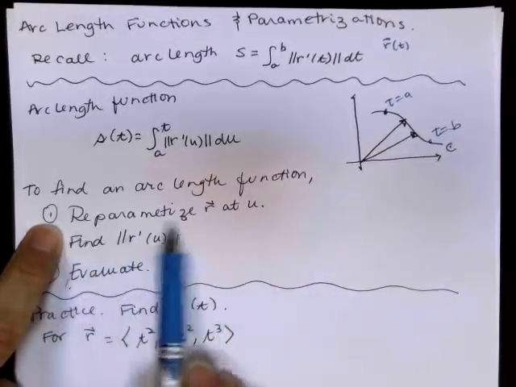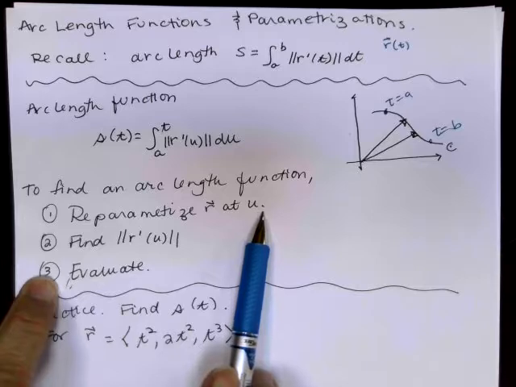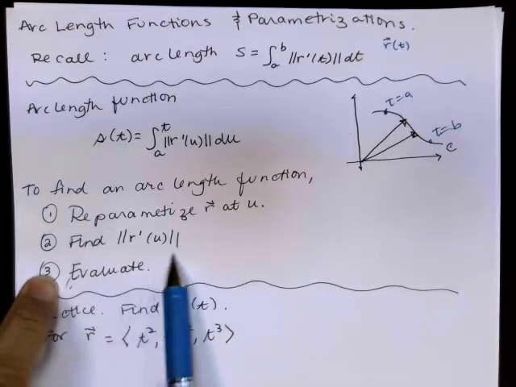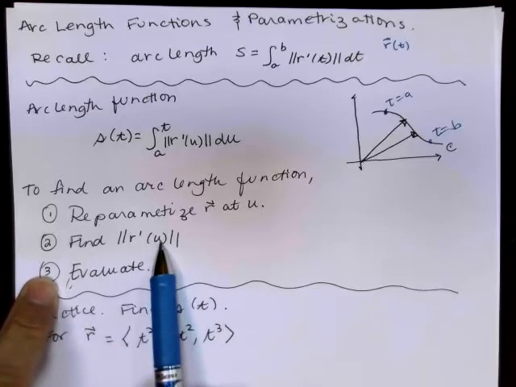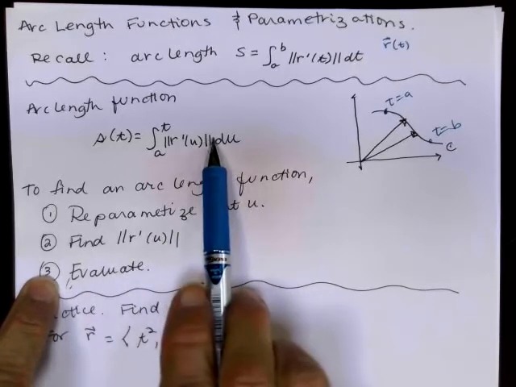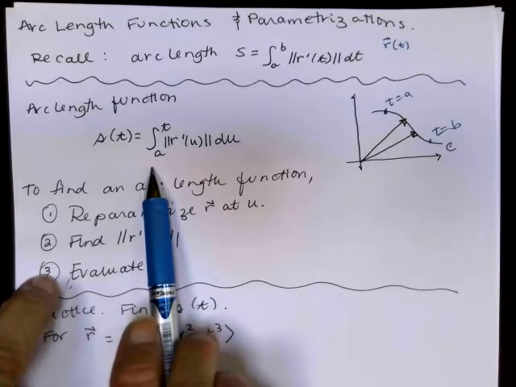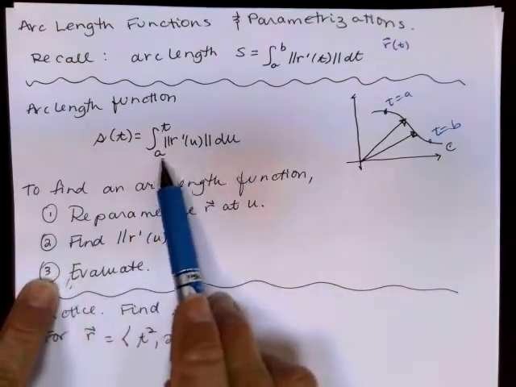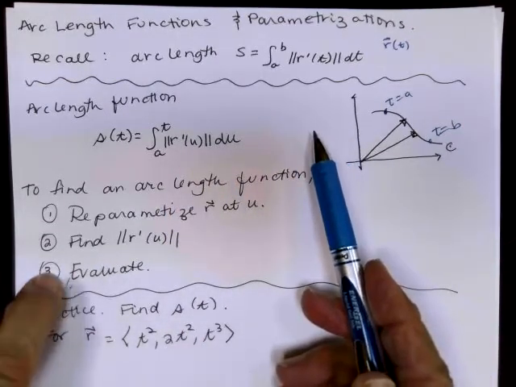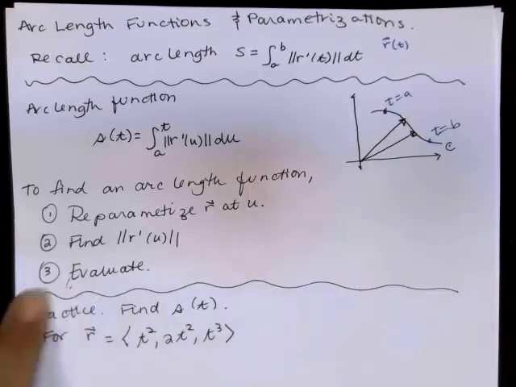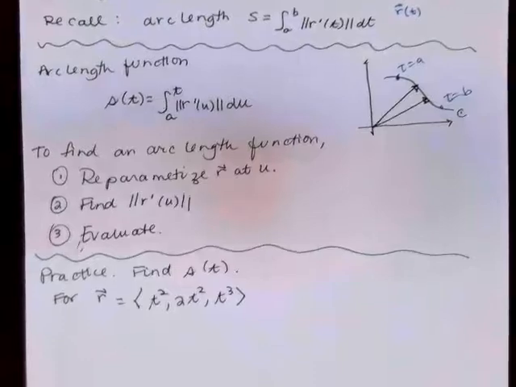Okay. So we're just going to reparameterize R using the U instead. We're going to find that length of R prime, so find that speed in terms of U. And then we're going to evaluate our integral from A to t. Now, sometimes they're going to give you a value of A to start at. If they don't, we're typically going to take A to be 0, as long as 0 is in the domain. If it's not, then I usually just take the smallest number in the domain. Okay. So let's go ahead and practice a couple.